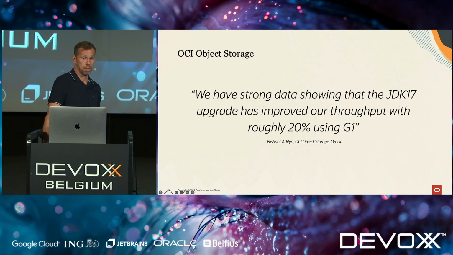A short quote from them as well: "We have strong data showing that the JDK 17 upgrade has improved our throughput by roughly 20% using G1." So very nice to see.